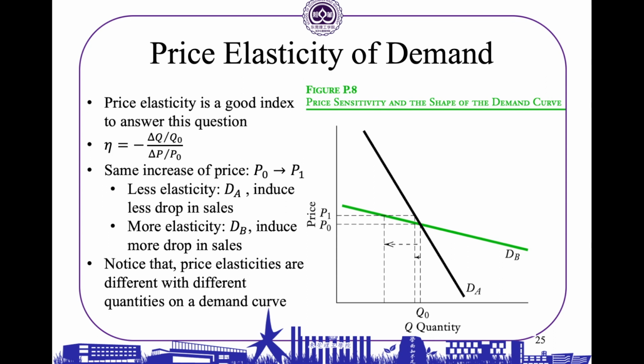It is defined as the elasticity eta equals the percentage change in quantity demanded divided by the percentage change in price. Let's see the different results of a price increase on quantity demanded with different price elasticity of demand. When price goes up from P0 to P1, the quantity demanded drops less in DA, the less elastic demand, than in DB, the more elastic demand. So, the resulting change of revenue will be different in these two markets.